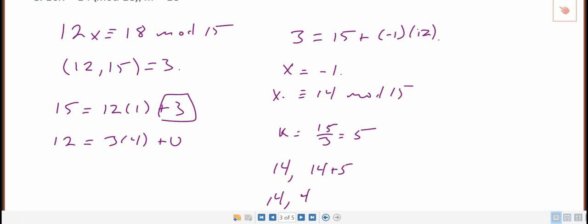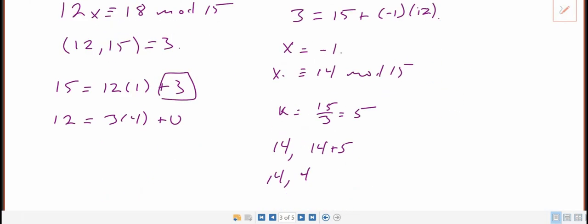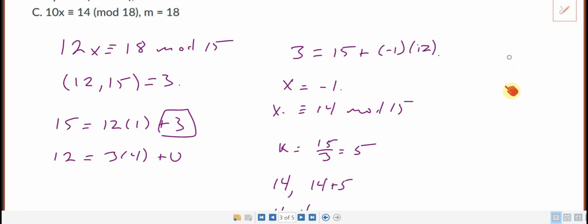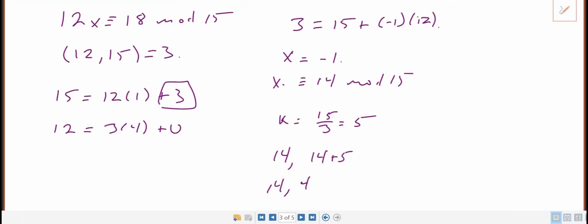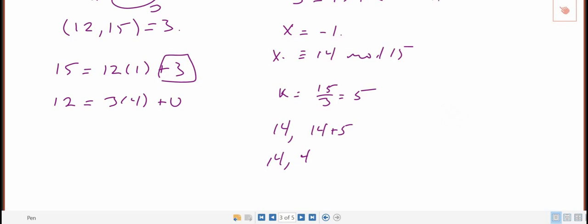So that should be 4. And we could check it each step of the way, right? If you do 12 times 4, that's 48 mod 15. Okay, and that gets you 3, which is what it should have been anyway, right? Because I could reduce this to 3. That's 3 mod 15.